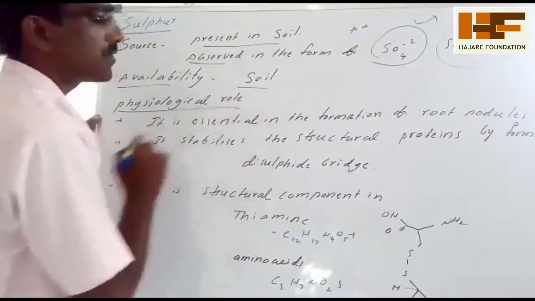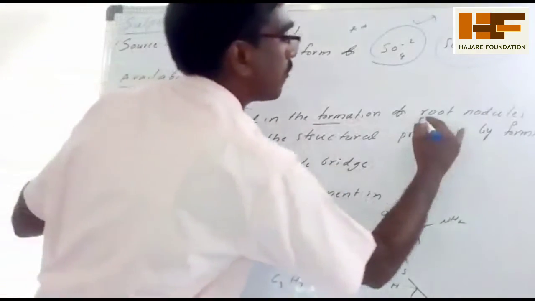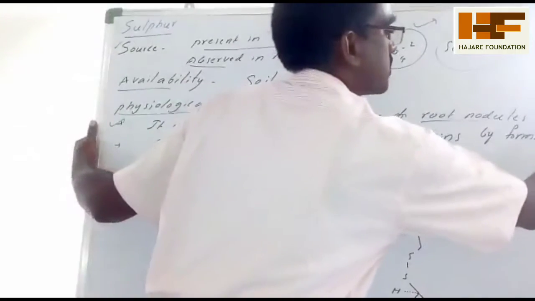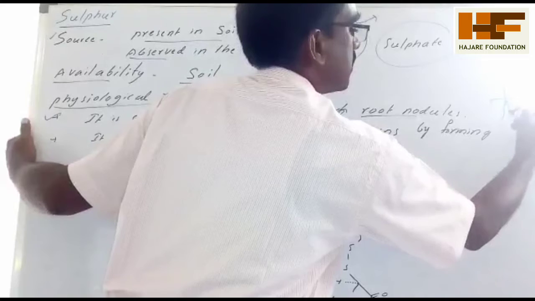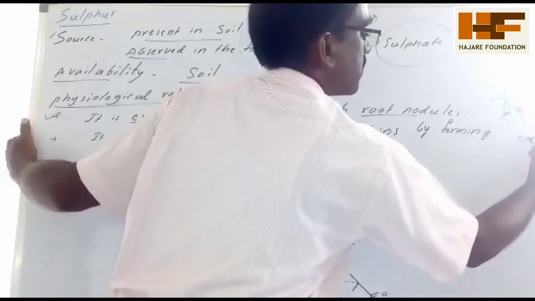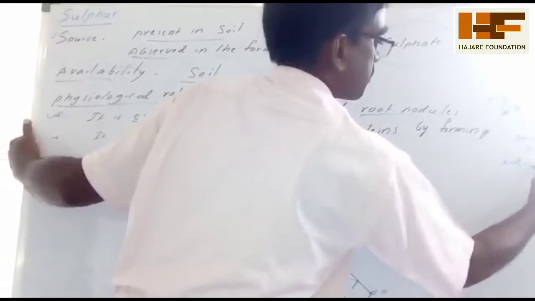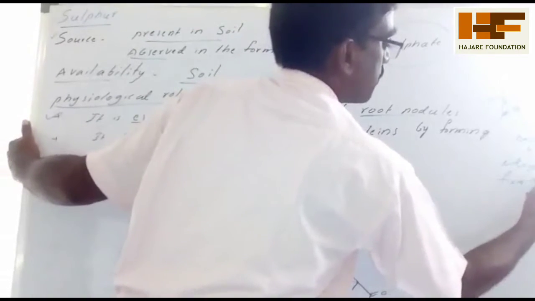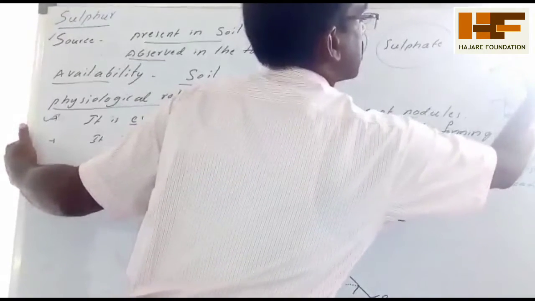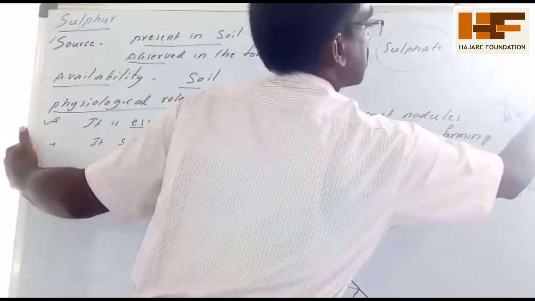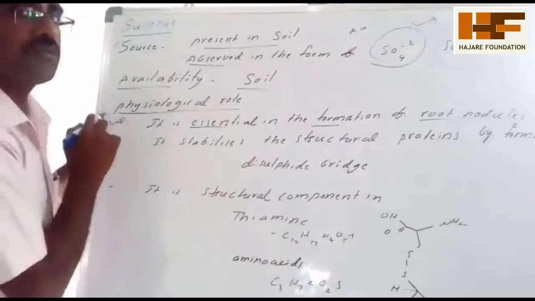Then the physiological role of sulfur. One function is that it is essential for the formation of root nodules in legume plant species. In the root nodules, bacteria settle down and nitrogen fixation takes place. For nitrogen fixation, root nodule formation is a compulsory process. For that process, sulfur is an important mineral.